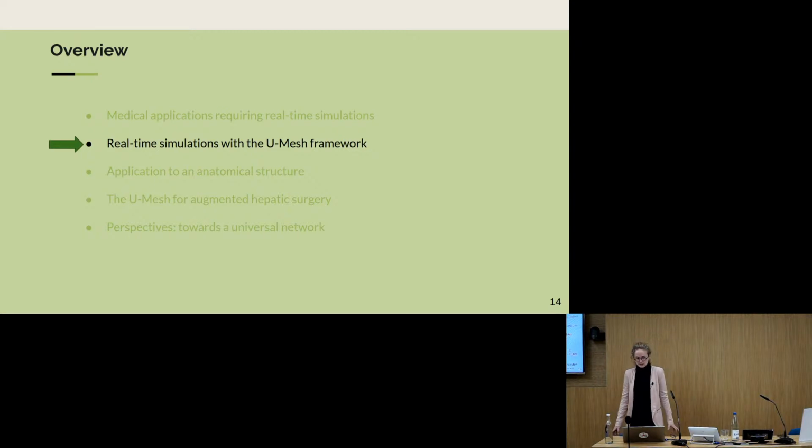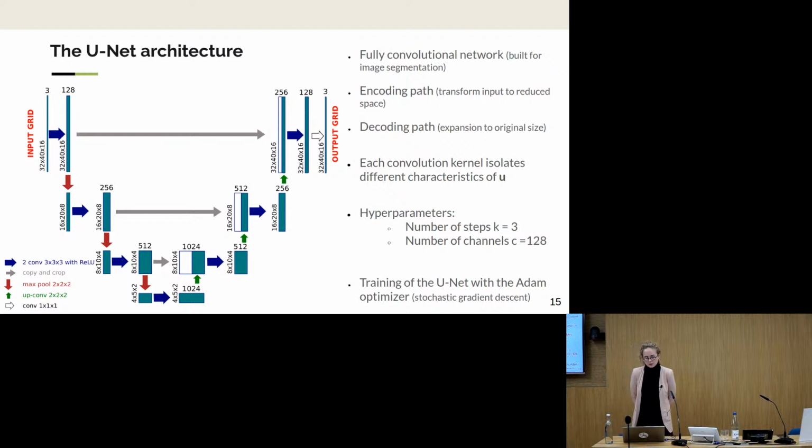So it consists, as I said, of a UNet architecture that is a fully convolutional neural network that was initially built for image segmentation. It has an encoding path that transforms the input to a reduced space, and a decoding path that expands it back to the original size. Intuitively, each convolution kernel learns to isolate the different characteristics of the displacement.